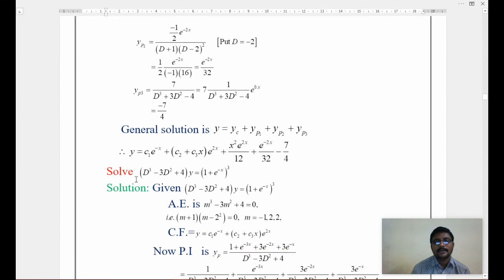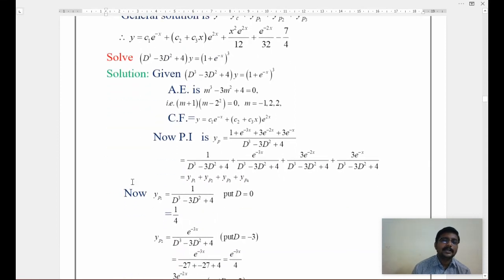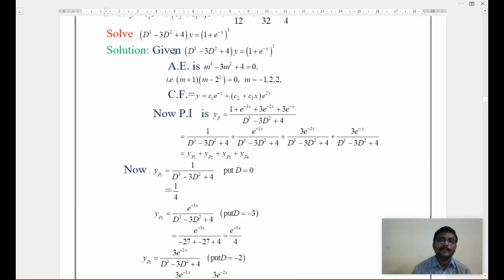So here is another problem: solve (D cube minus 3D square plus 4) of y is (1 plus e power minus x) whole cube. So it is a non-homogeneous differential equation. First we have to solve the homogeneous differential equation, which is obtained by taking the right hand side as 0. First we take the auxiliary equation. We find the roots of the auxiliary equation by using synthetic division. Here the three roots are minus 1, 2, 2.